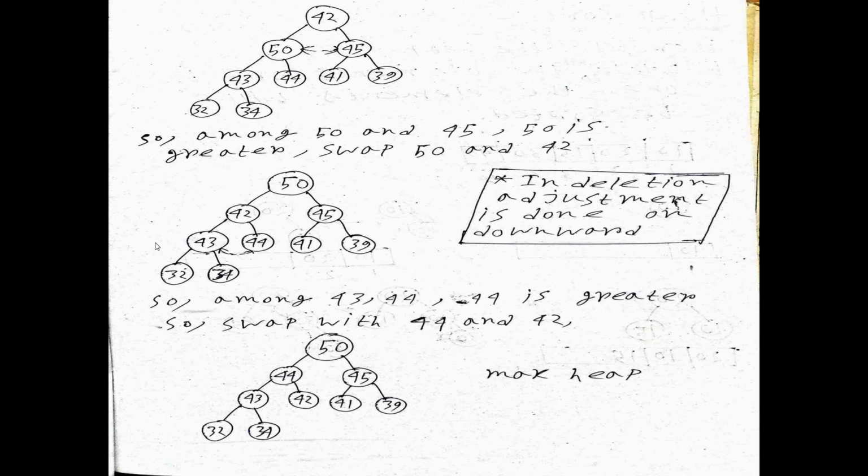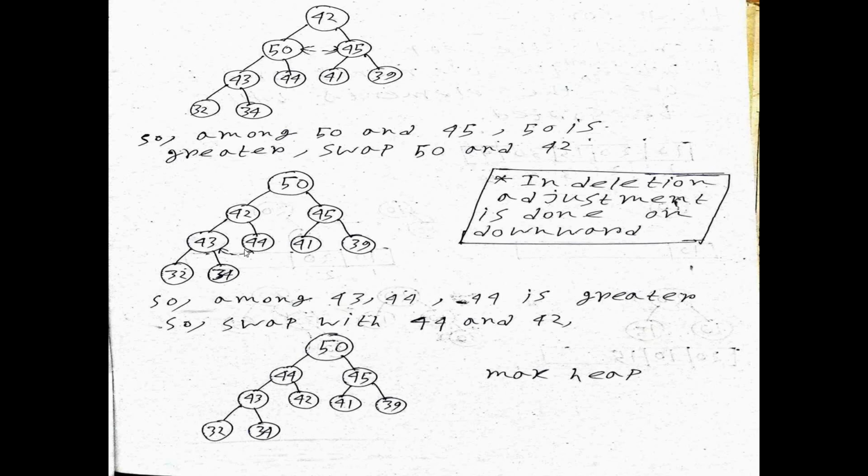Now again check the left subtree. Okay, no. Here again the condition of the max heap is violated because the root is smaller than the left child and right child. So again we do the procedure. Apply the rule. What does the rule say? We compare the left child and right child. Compare. Which is the smaller? 44.